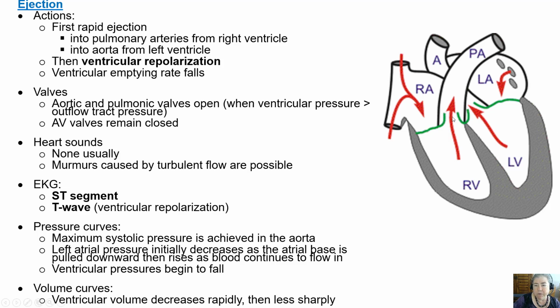On the EKG, first we have the ST segment and then the T wave, and the T wave represents ventricular repolarization. And in terms of the pressure waves, the aorta achieves maximum systolic blood pressure. The pressure in the ventricles starts high and decreases. Blood begins to flow in.